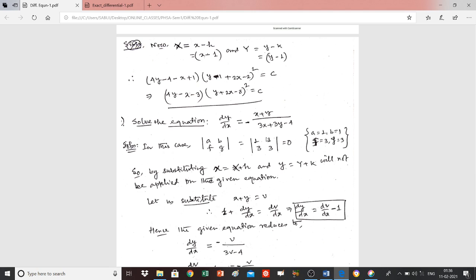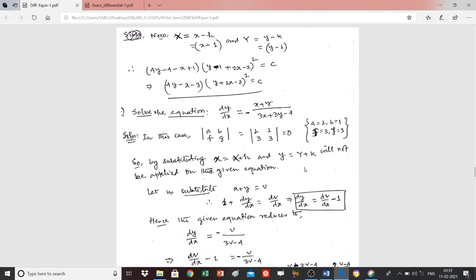a homogeneous equation. But the necessary and sufficient condition is that the determinant of a, b, f, g should not be equal to 0. From here you can easily understand that a is equal to 1, b is equal to 1, f is equal to 3, and g is also 3. So this determinant will give you a null result. So it is not possible to reduce this equation into a homogeneous equation by the substitution x equal to x plus h and y equal to y plus k.